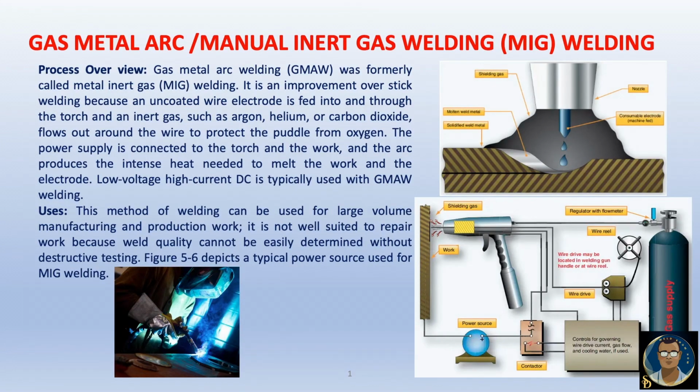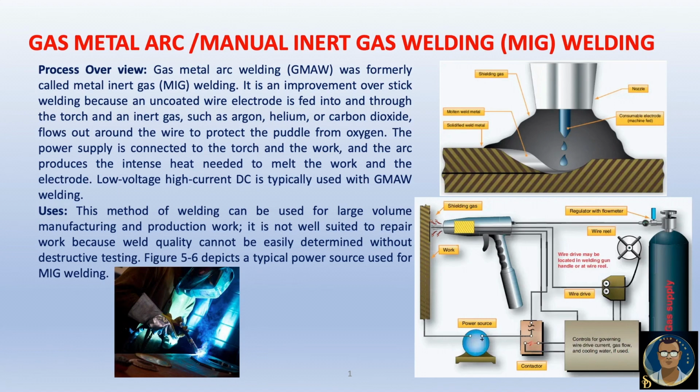This is another extensively used procedure where the production rate is very high because this is a semi-automatic welding procedure, which is called metal arc or metal inert gas welding. If the gas used is active, let's say carbon dioxide, that will be termed as MAG. And if the gas used is chemically inert, let's say argon, that will be termed as MIG welding.